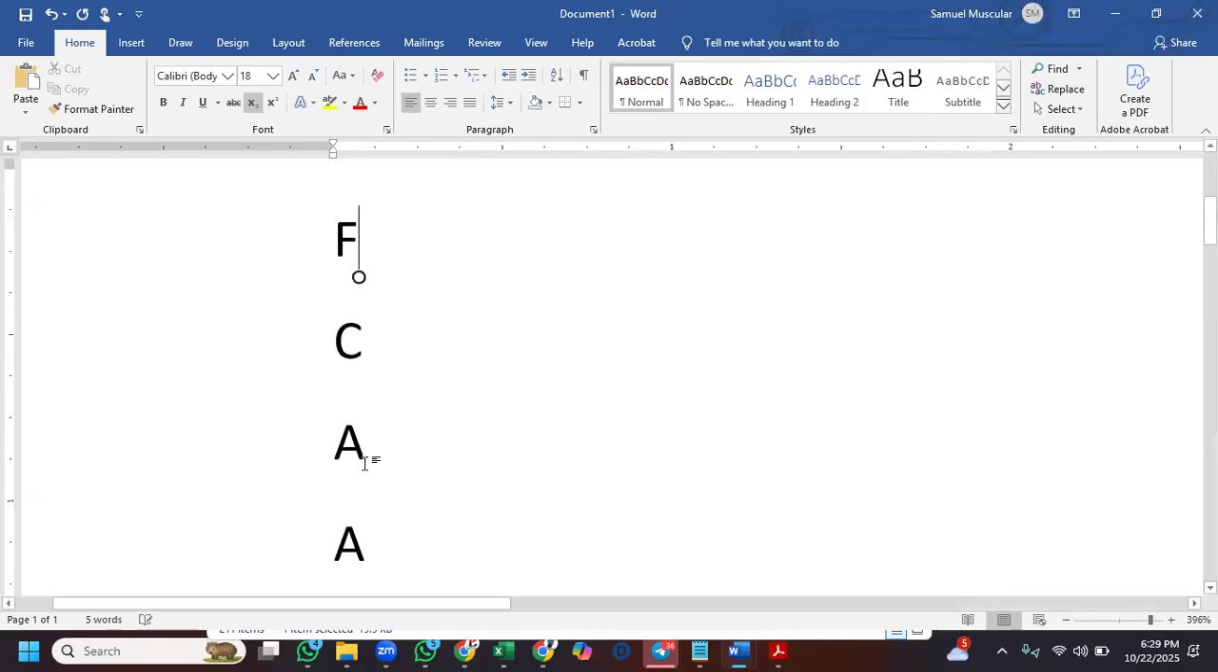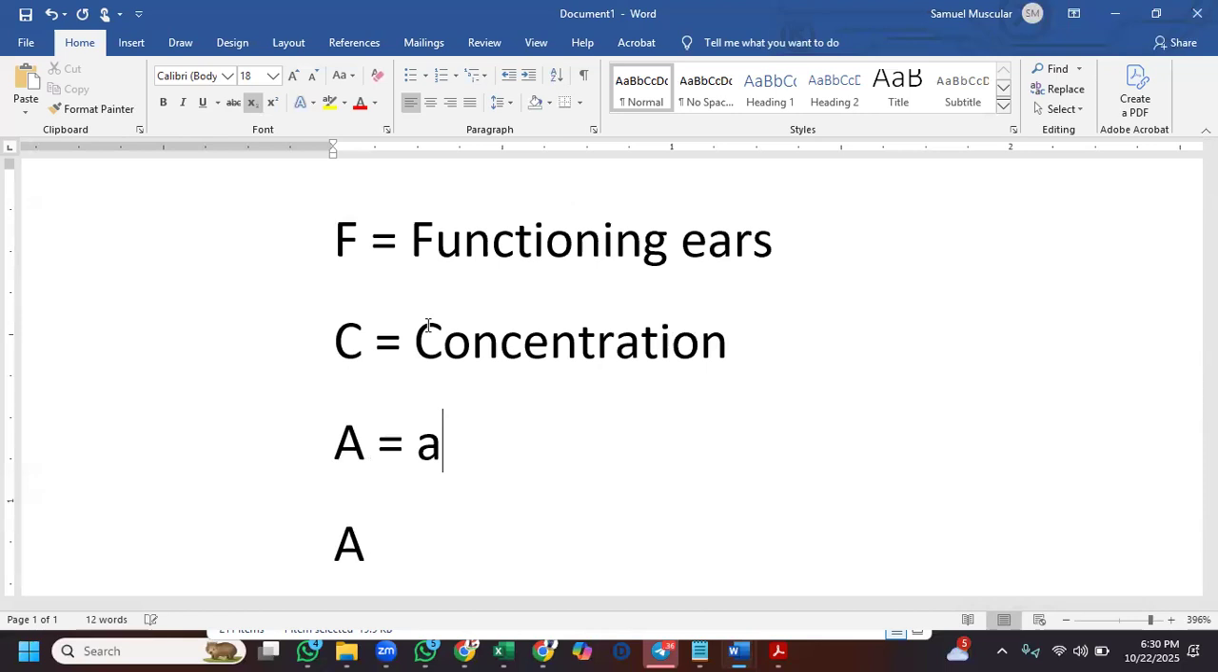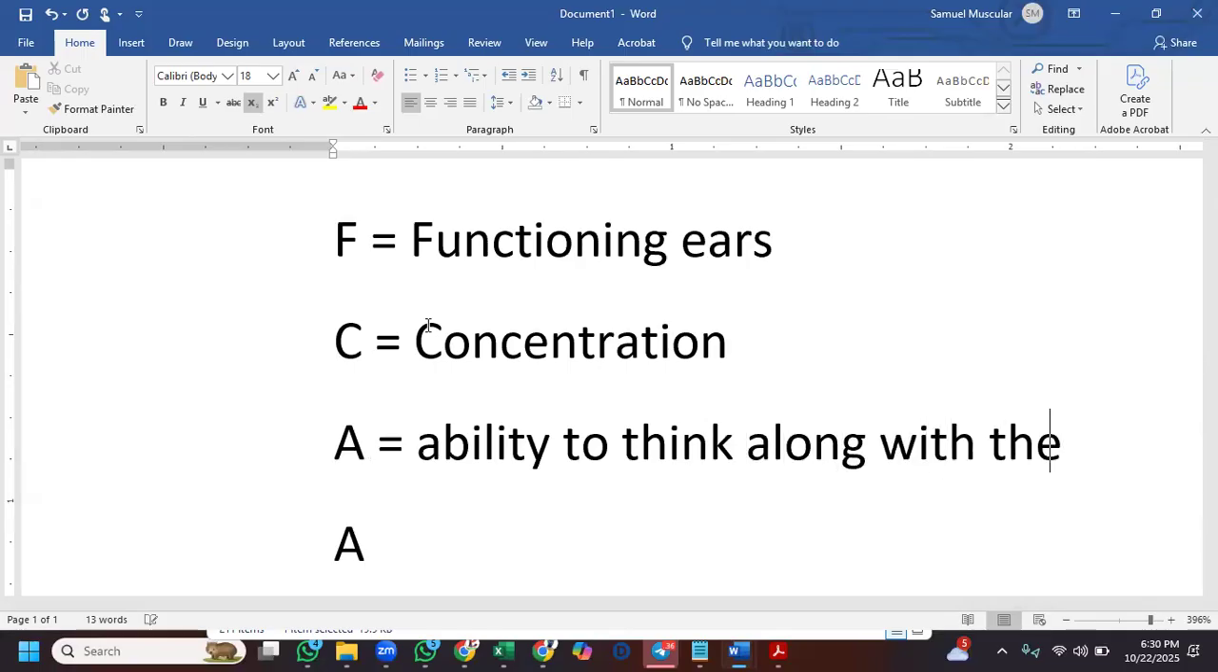The F represents what? Without looking at the material now. Functioning ear, yes. The C represents concentration. Good. So the first A represents ability to think along with the speaker.